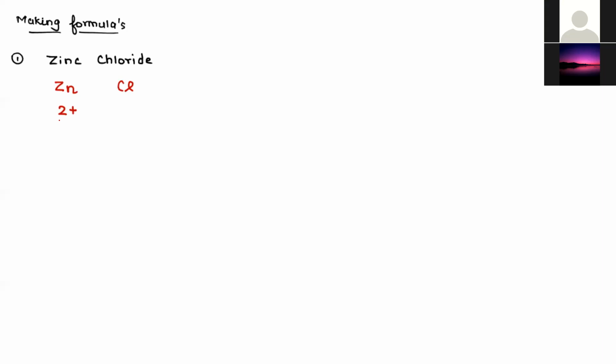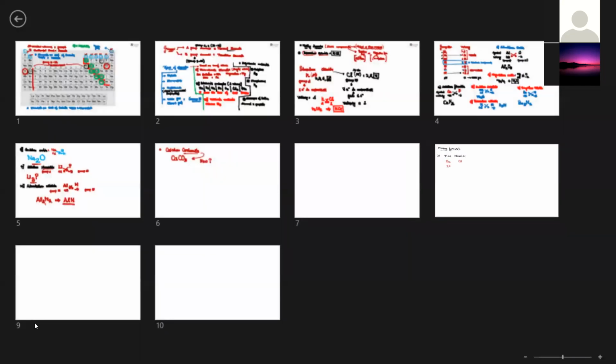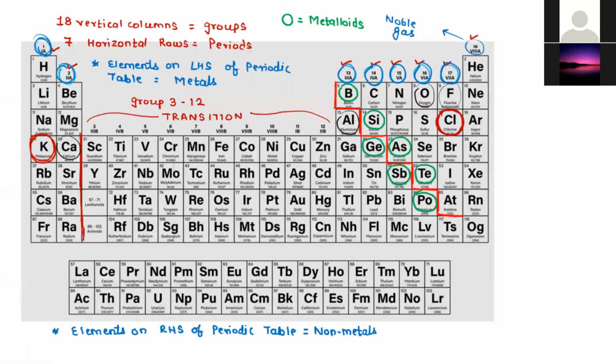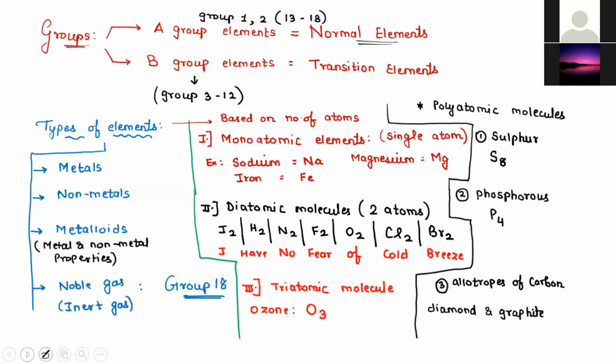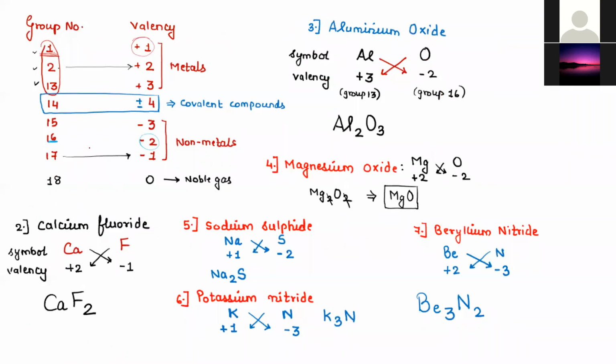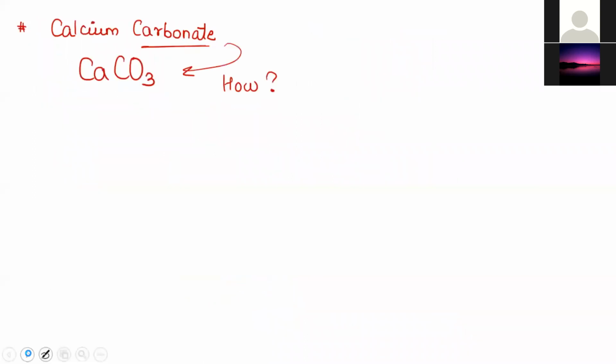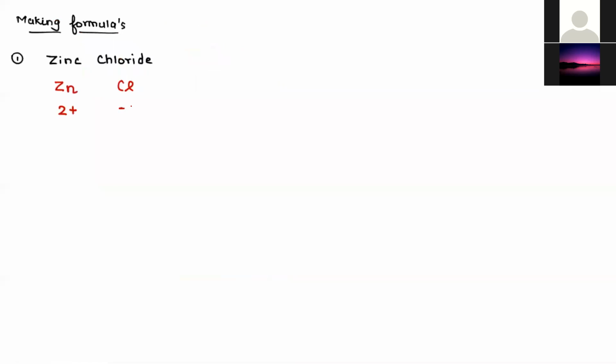For Cl, you need to go back to your periodic table. Cl is in which group? It's in group 17, right? Remember, we wrote in our last class that depending on the group number, the valency will be decided. So group 17 means -1. Then our next step is to crisscross. So Cl will be 2, and then Zn will be 1. So it will be ZnCl2. That is my formula for zinc chloride.